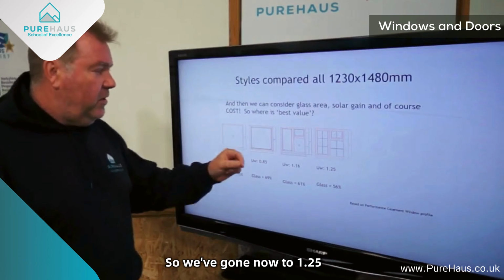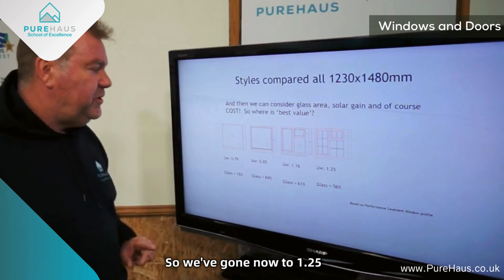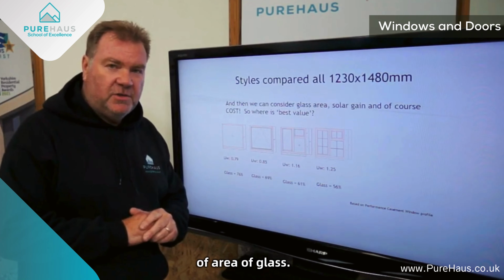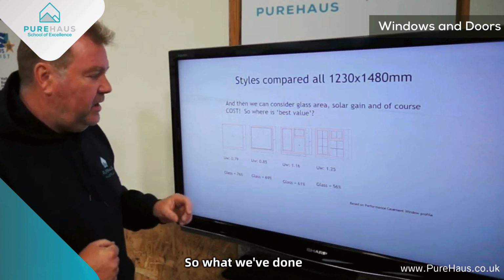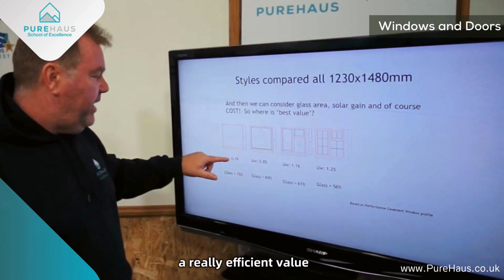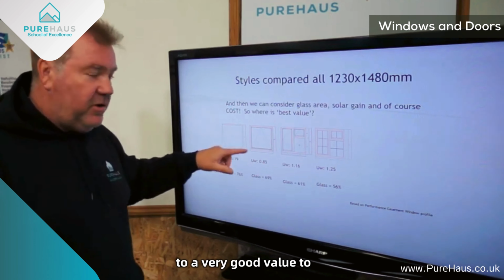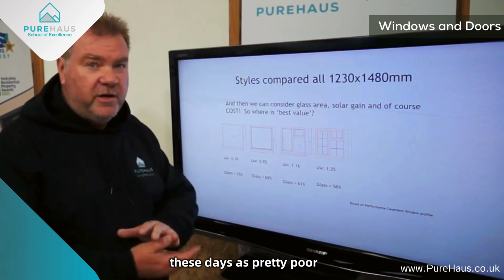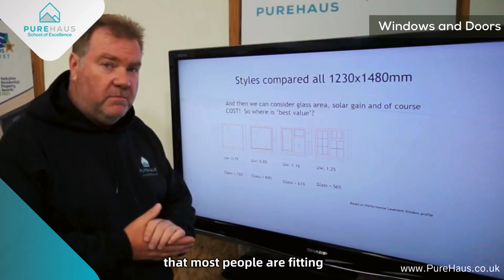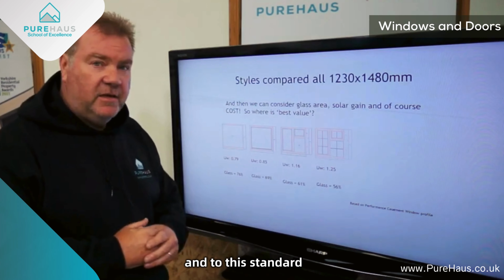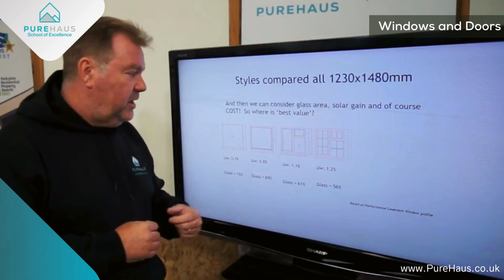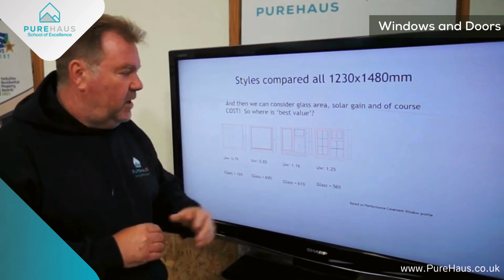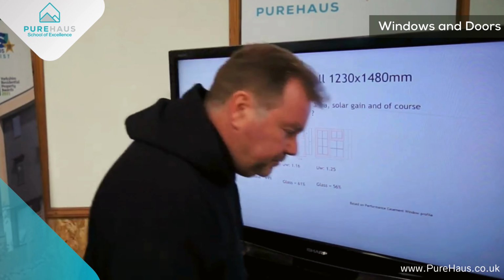So we've gone now to 1.25, and we've only got 56% area of glass. So what we've done is gone from a really efficient value to a very good value to what would be considered these days as pretty poor. But these are the windows that most people are fitting, to this standard. And they're losing light, and they're costing more money, and they're losing heat because of the design.